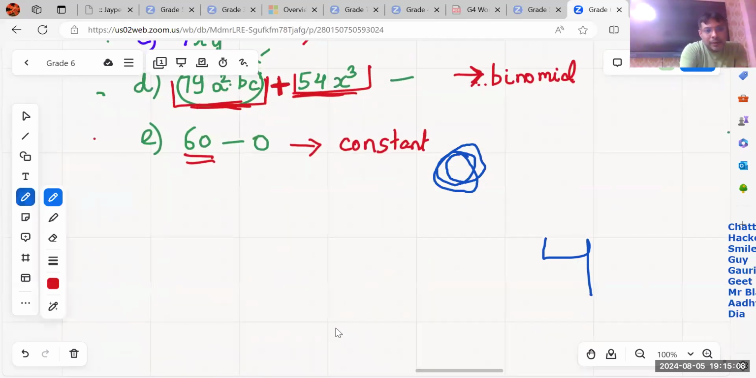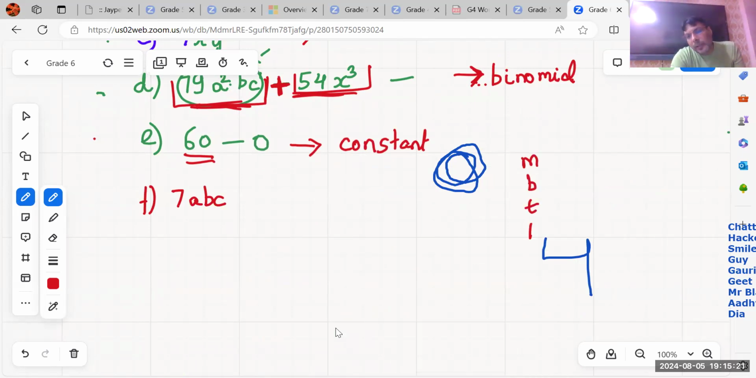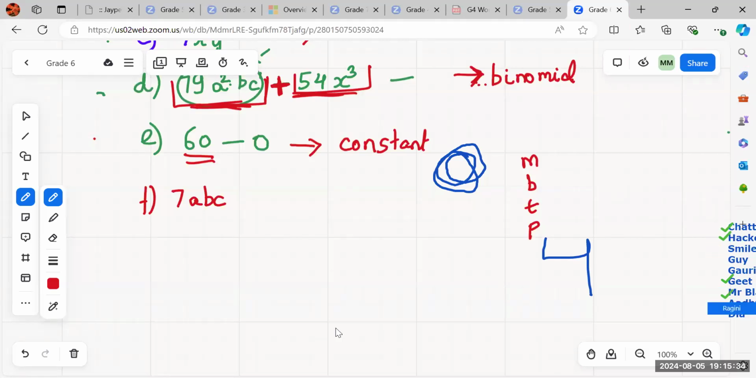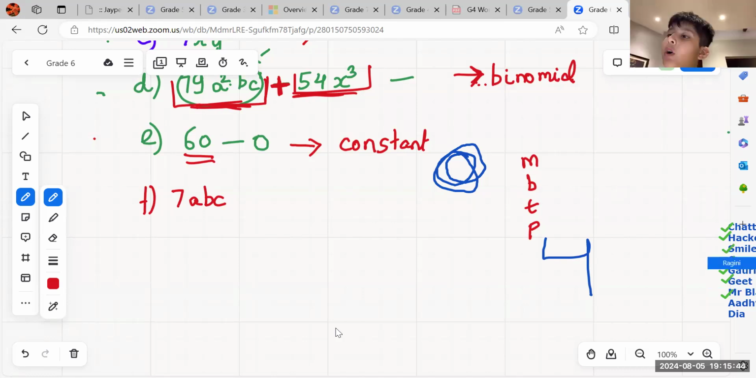One question I am giving, everyone give it in the chat. So what is this? Just write M, B, T, or P. M for monomial, B for binomial, T for trinomial, and P for polynomial. So we all got it correct.